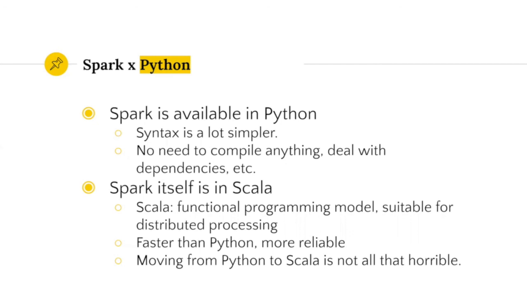And here's the answer. Spark is available in Python, and this is the one that we'll be using. The reason for that is simple: the syntax is much easier, and you don't need to compile anything. Python does not need any code compilation. You don't need to deal with dependencies. If you're familiar with C programming or Java, you're probably already familiar with what I'm talking about. Dependencies, when you have an external library, then you have to go to the project settings and link all the library files, the static and the DLL files, and things like that.